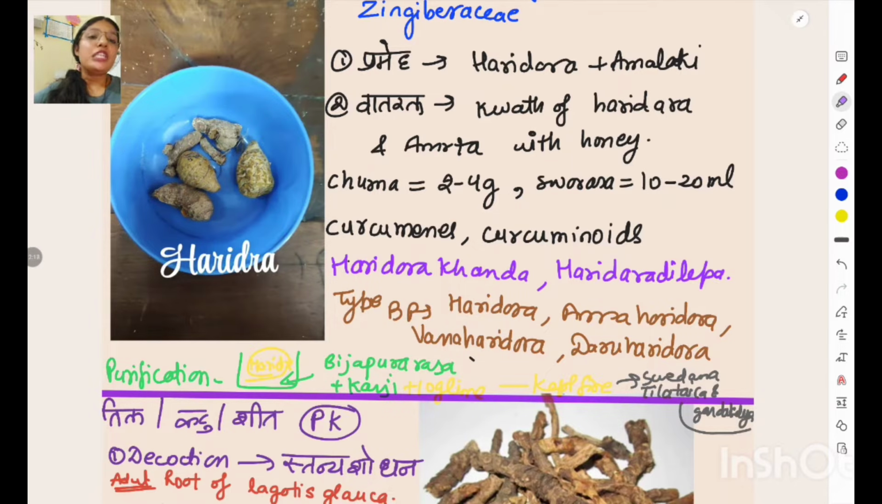And its purification is, you have to keep your Haridra in Bijapura Rasa and Kanji, adding 10 grams of lime, then immerse it in this liquid, then keep this vessel on the heat, and after that do the Swedana and Tila Taila and Gandhakadyam, then your Haridra will be purified.